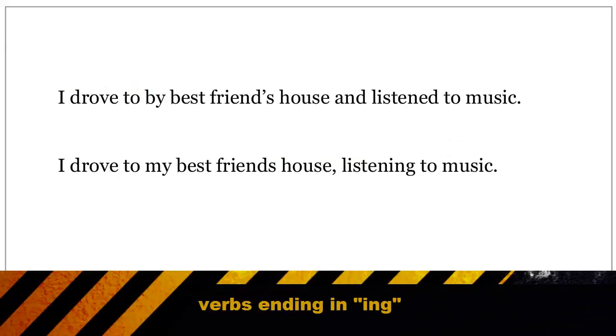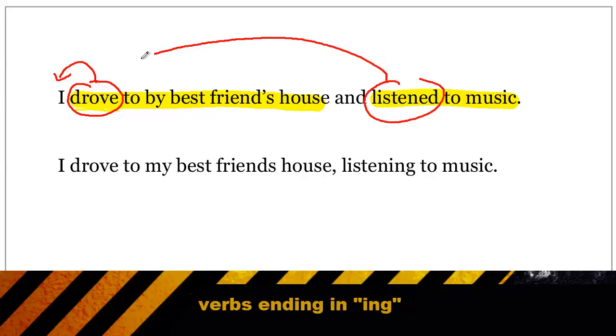Now is a good time to talk about one of the roles of -ing. We can understand -ing by comparing these two sentences. The top sentence makes it sound like we have two separate and distinct actions. I drove to my best friend's house, and then I listened to music. So it implies that I actually listened to the music at my best friend's house. The drove is describing what I did, and the listened is also describing what I did. So the past tense verbs drove and listened are both modifying or describing the subject, which is I.